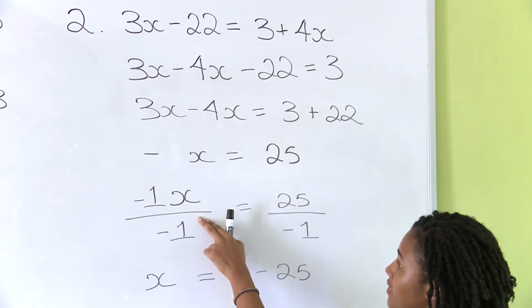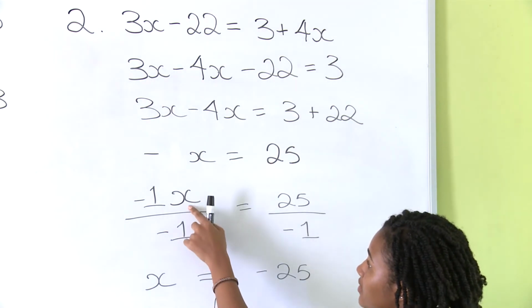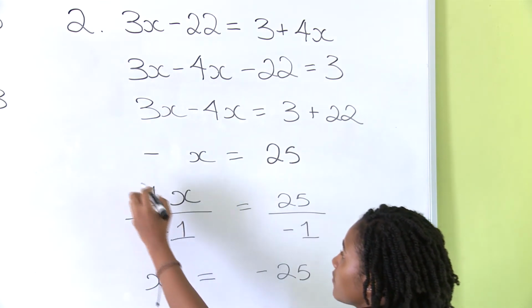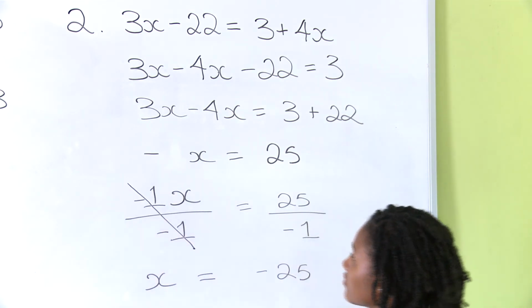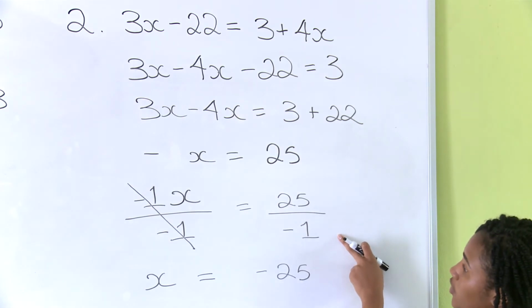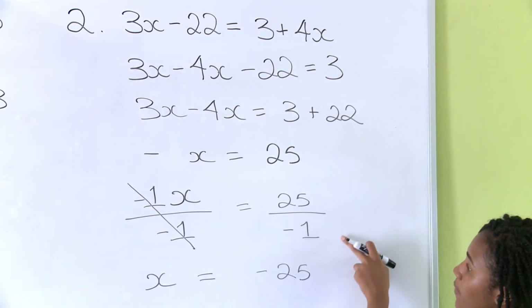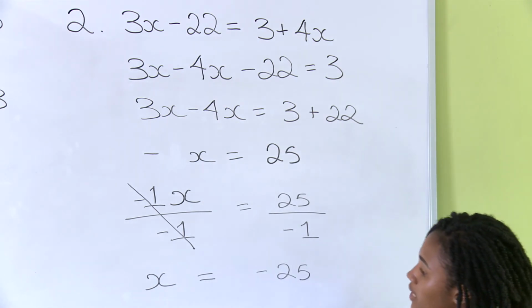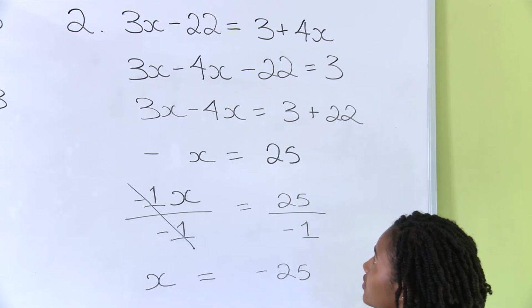So on the left-hand side, we divide negative 1x by negative 1. So this cancels out that negative. And we do the same on the right-hand side of the equation. We divide 25 by negative 1, and that would give us negative 25. So the answer for this problem would be x is equal to negative 25.